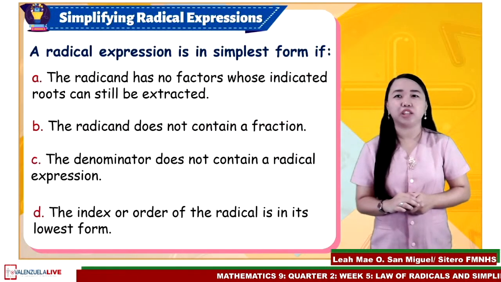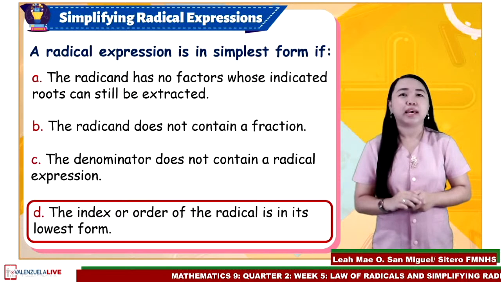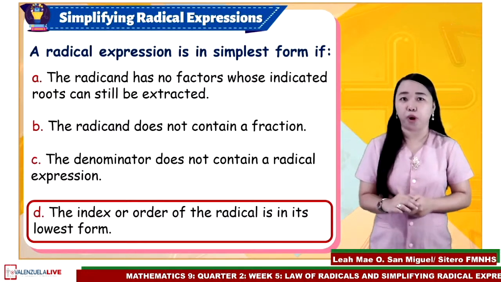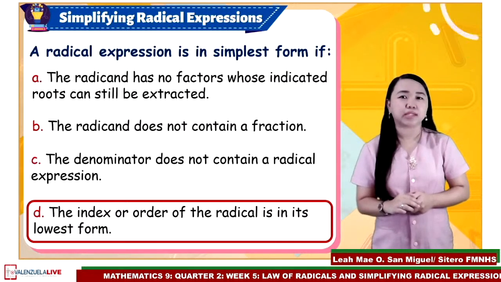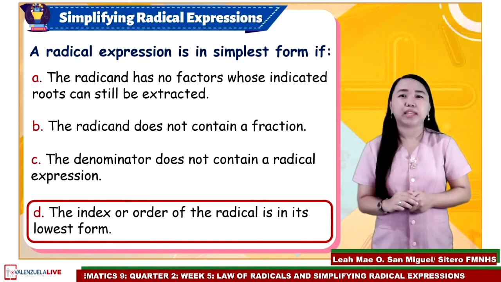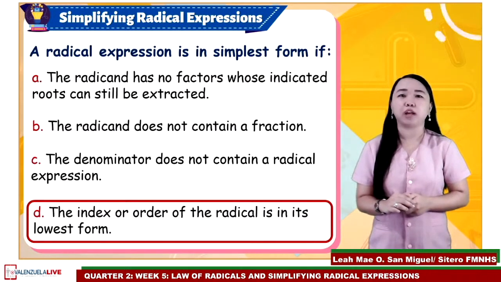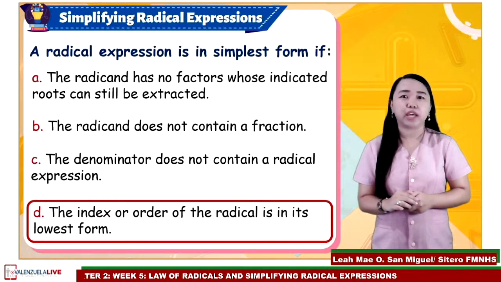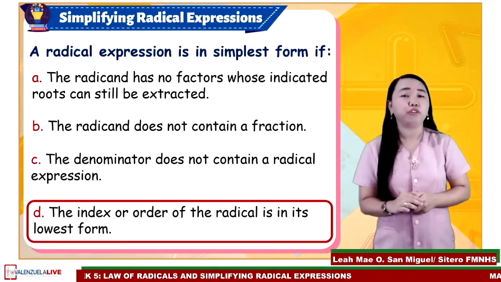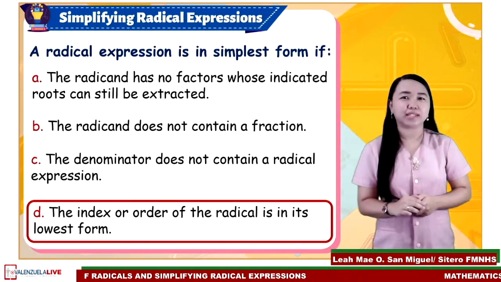For the fourth condition, the index or order of the radical is as small as possible, or in its lowest form. If the given is the mth root of a raised to n, then it can be simplified when m and n have a common factor greater than or equal to 2. The radical can then be reduced by removing the common factor of m and n. Look at this example.